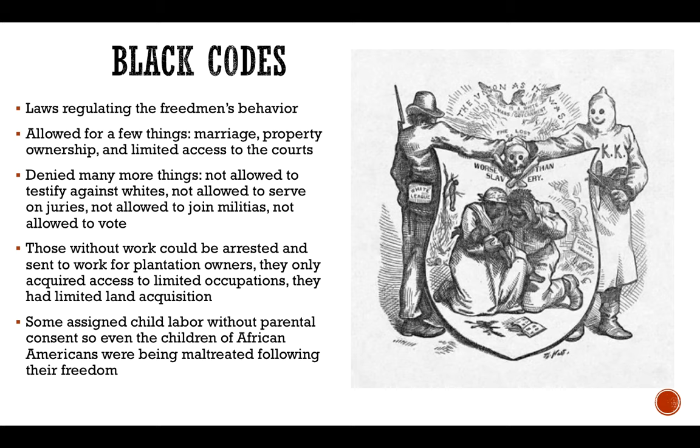And those without work could be arrested and sent to work for plantation owners. So they could be sentenced to doing manual labor for free, for not having had a job, but there was limited access to jobs to begin with. So many people ended up in a relatively similar situation to the one they had been in before. Child labor was sometimes assigned without parental consent, so even children of African Americans were being maltreated following their freedom. And this was obviously not because the children didn't obtain their own job, but if someone needed extra hands and the parents were already working for people, they could have the child also assigned to labor.